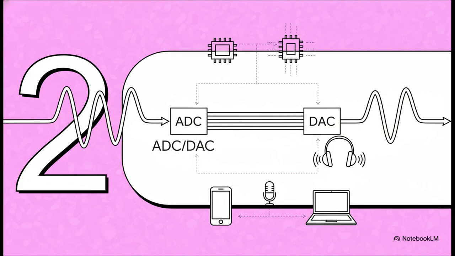So if we have these two totally different languages, who are the translators? Well, let's meet the unsung heroes of, well, basically all modern electronics. The analog-to-digital converter, or ADC for short, and its partner, the digital-to-analog converter, the DAC. And trust me, whether you know it or not, you are using these things constantly.